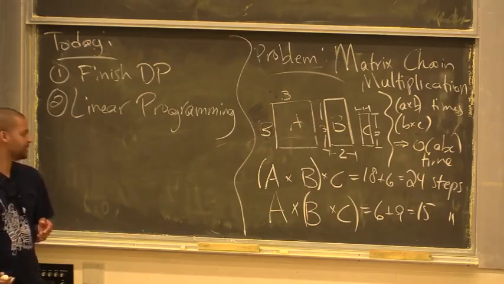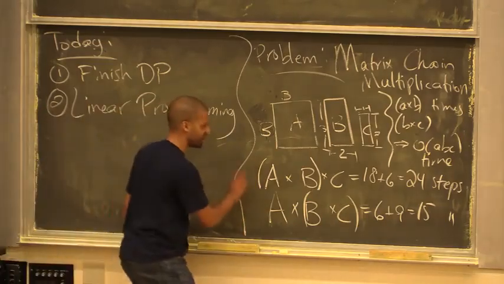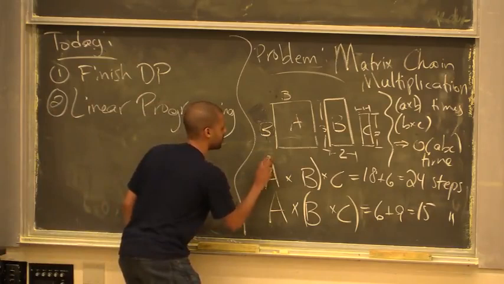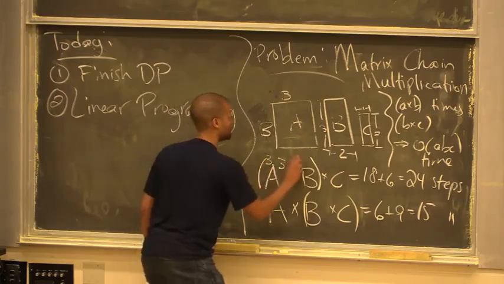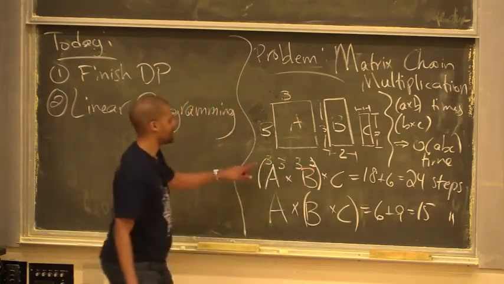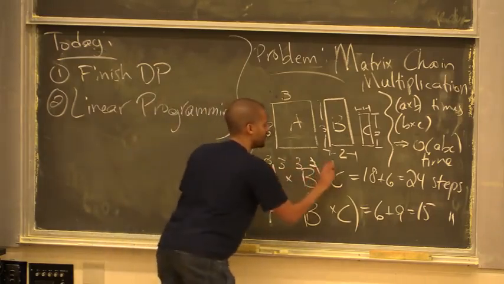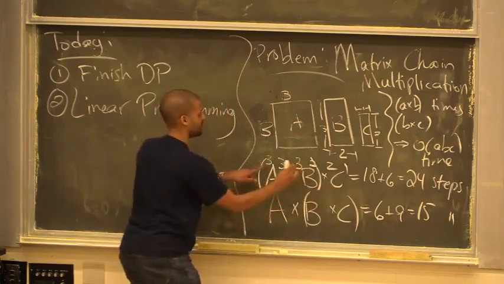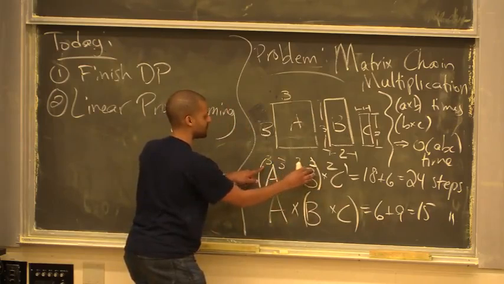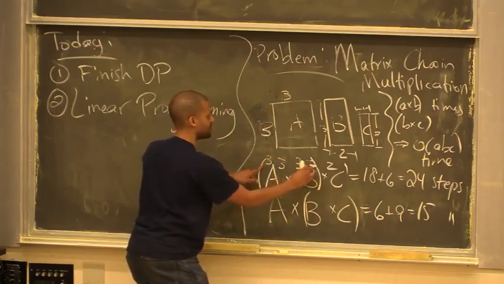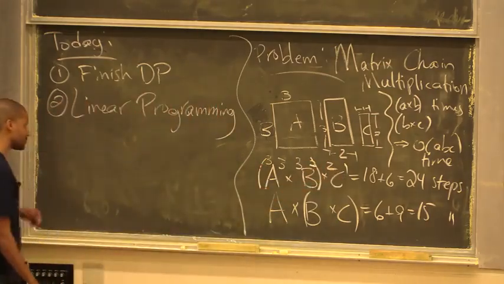Okay. The problem here is, let's keep track of dimensions, just so that everyone's on the same page. A is 3 by 3. B is 3 by 2. Right? So A times B is 3 by 2. And then C is 2 by 1. So this would be a 3 by 3 times 3 by 2 would be 18, and then a 3 by 2 times 2 by 1 would be 6. So that's all I'm doing here. Okay.